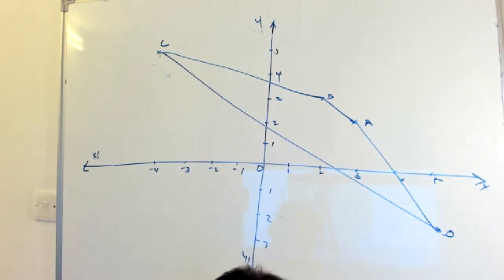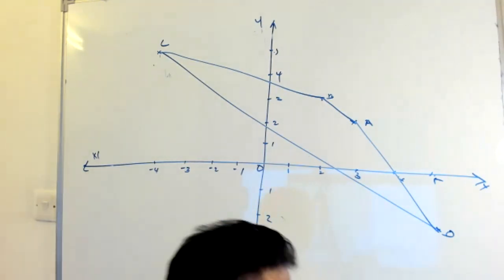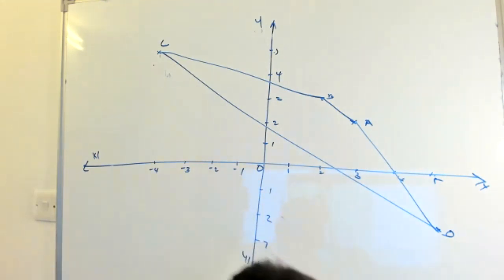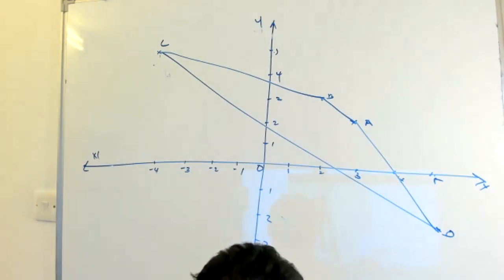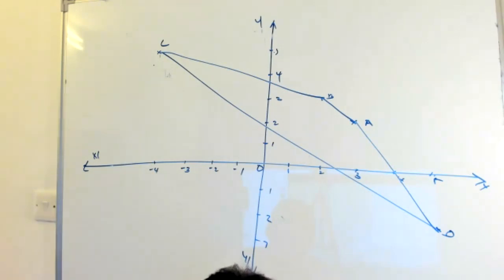Sir, can you repeat the D again? D is 5, -3. Once again, I'll read. A is 3, 2. B is 2, 3. C is -4, 5. D is 5 minus 3. So D is 5 minus 3. How many times am I telling? D is 5 minus 3. Okay, sir.